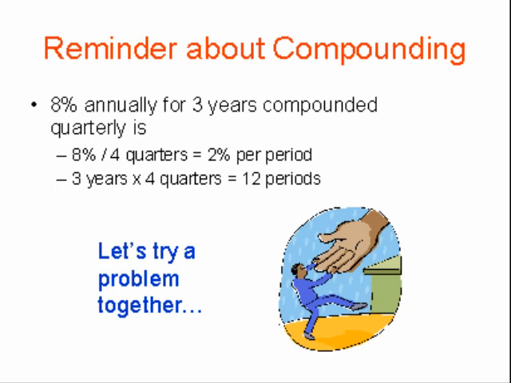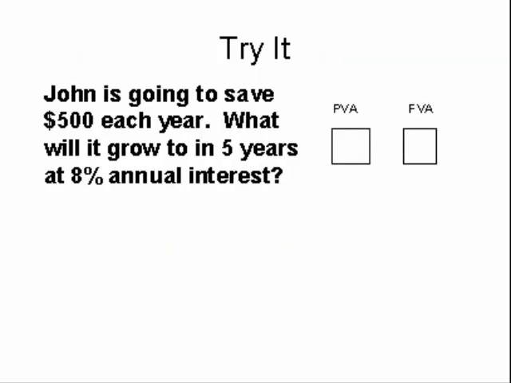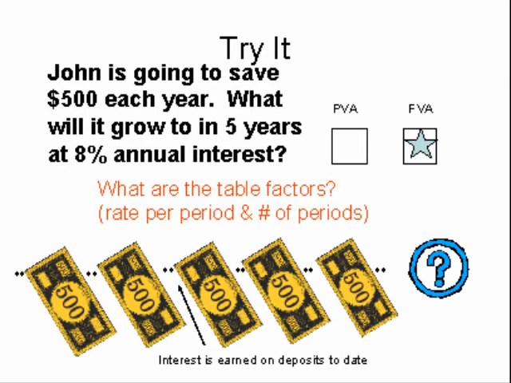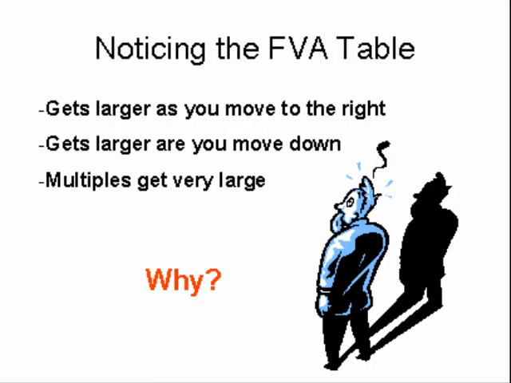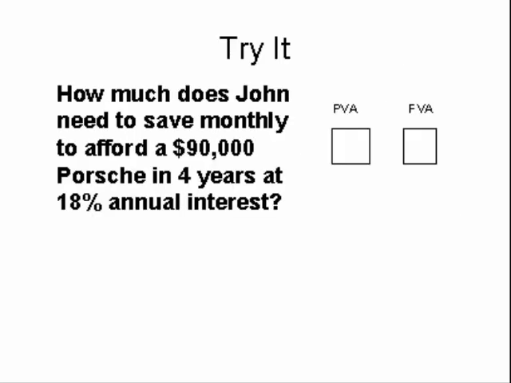All right, so let's try a problem. What table would you use? That's right, you would use the future value of annuity table. You would start with 0 and you would build up to a large amount at the end. Okay, so you went to the table. You didn't have to adjust for compounding because it was already annual. Look at your table. It gets larger as you move to the right and as you move down, and the multiples get very large because there's a new deposit each time.